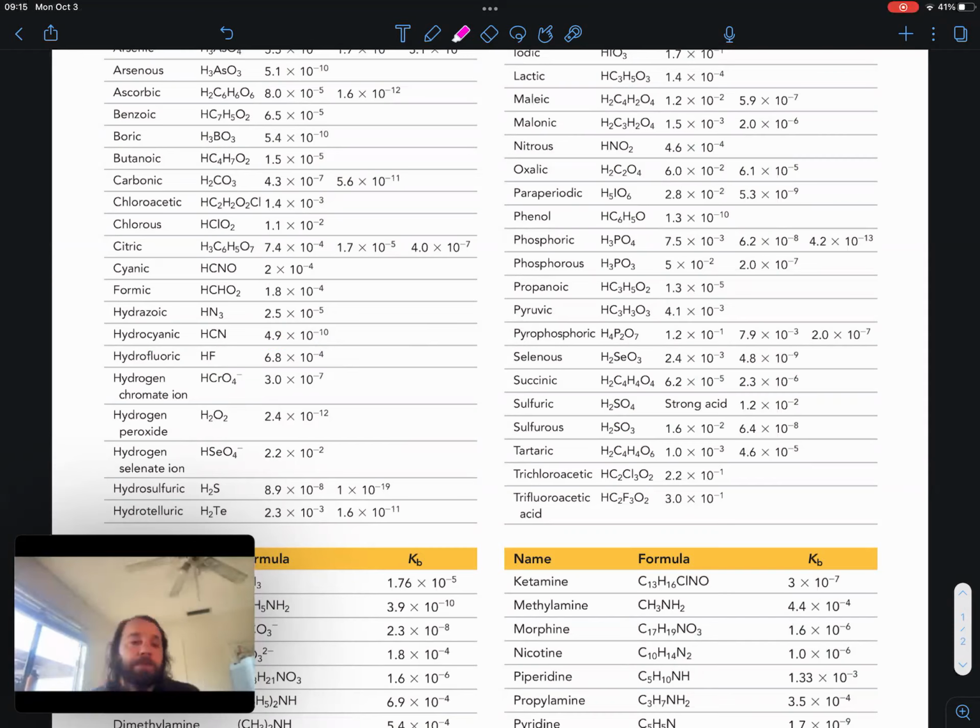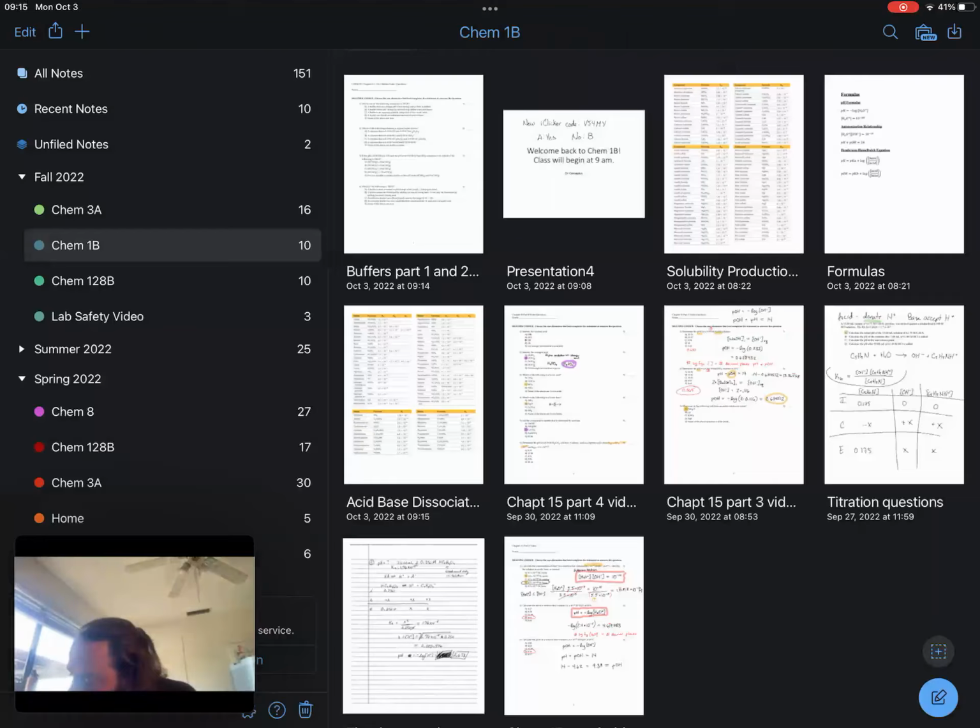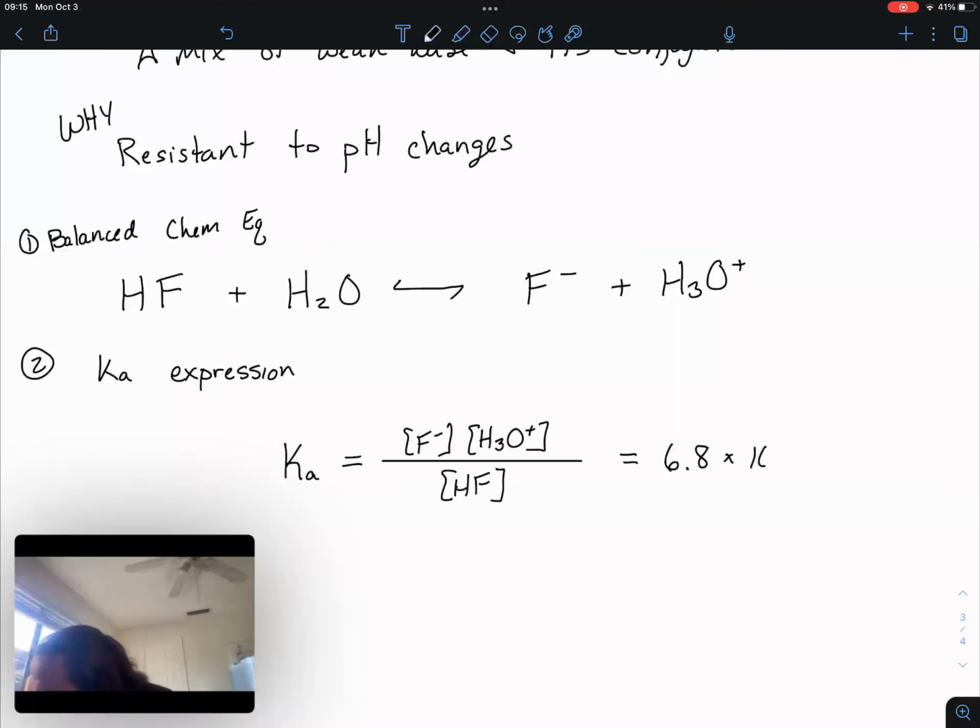That's a big part about being a scientist, is knowing where to go and what to look up for a particular problem, right? So if we're dealing with a weak acid or a weak base, we need to look up its Ka or its Kb value. So 6.8 times 10 to the negative 4 is what we're going to use. All right, so this is my 6.8 times 10 to the negative 4.